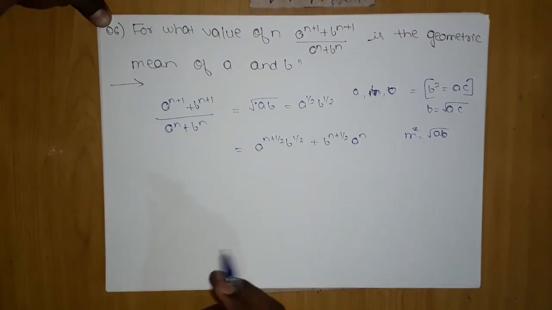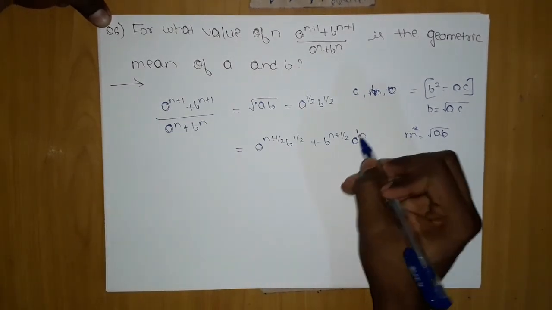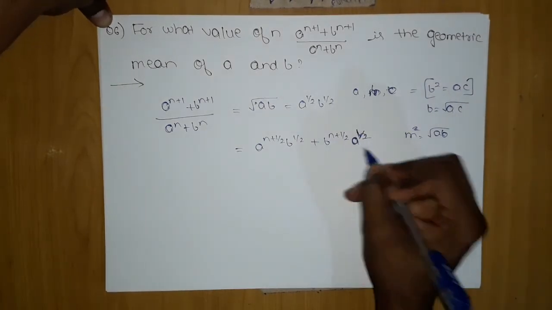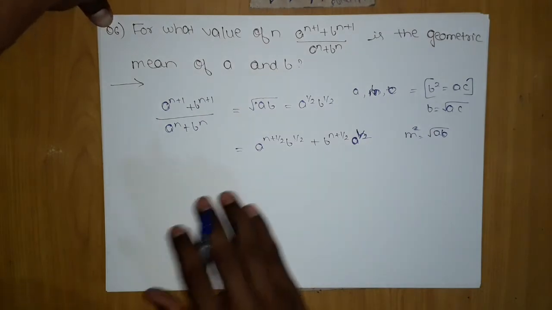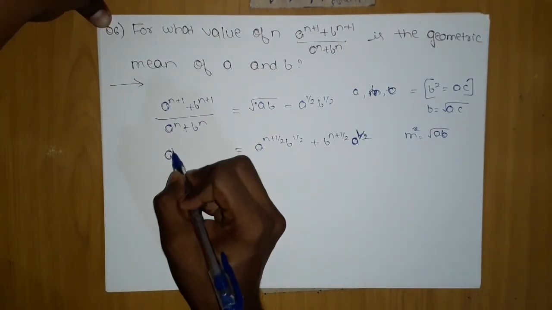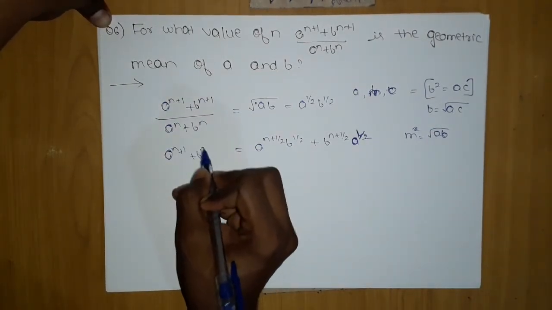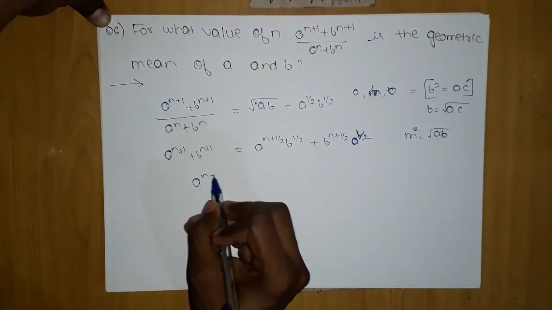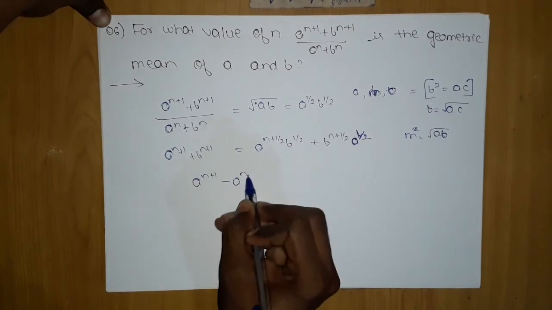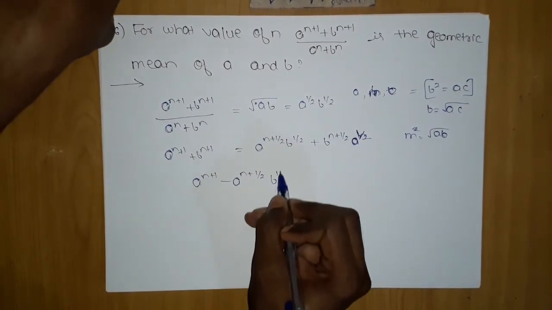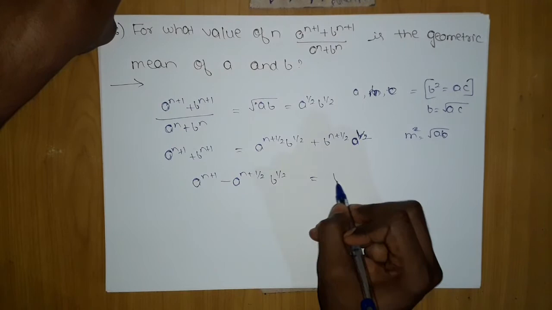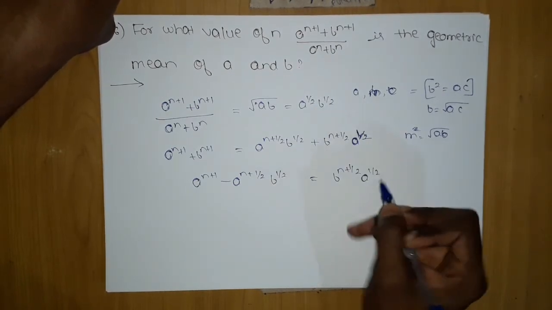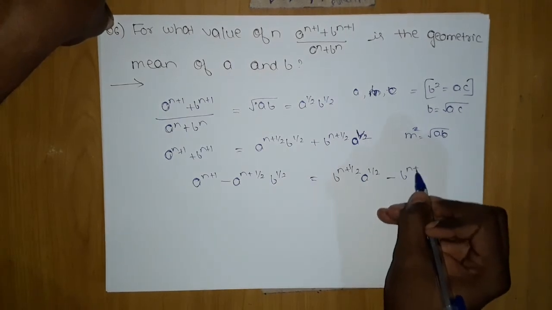This will be 1 by 2, this will be 1 by 2, a to the power 1 by 2. So now it should be a^(n+1) and b^(n+1). Now if I move this to that side, what do we get? a^(n+1) minus a^(n+1/2) into b^(1/2) will be equal to b^(n+1/2) into a^(1/2) minus b^(n+1).